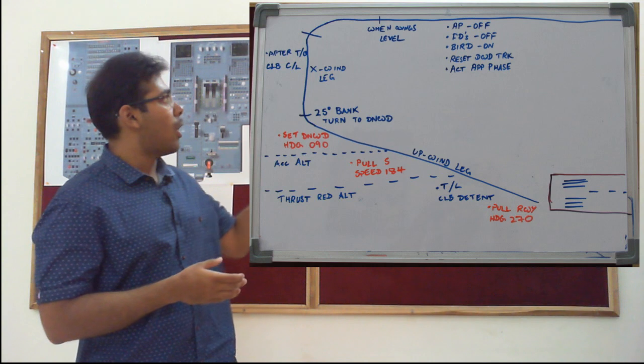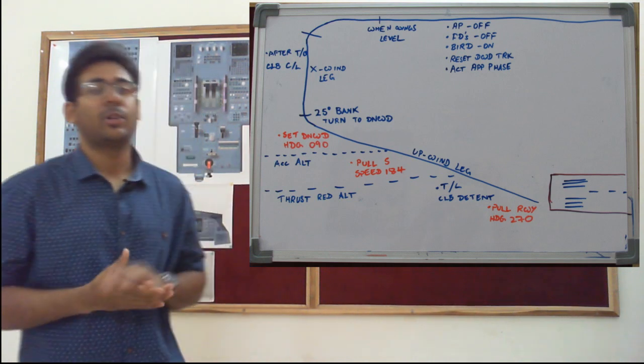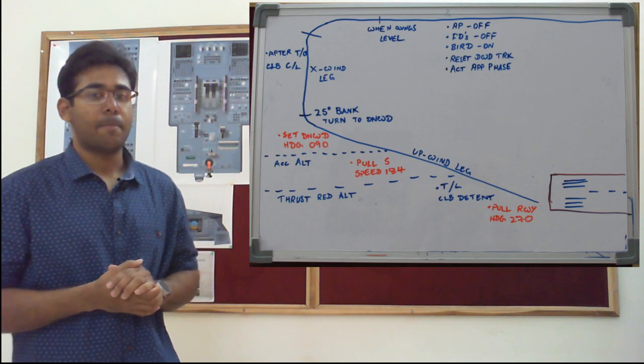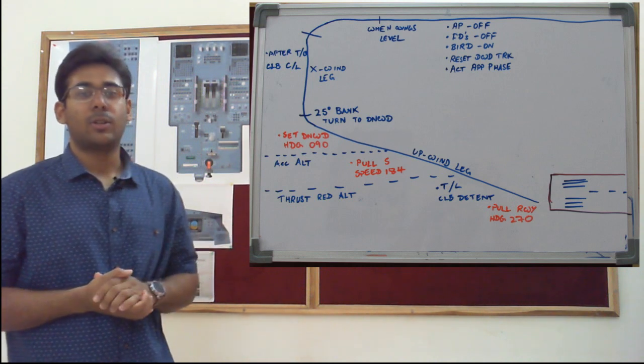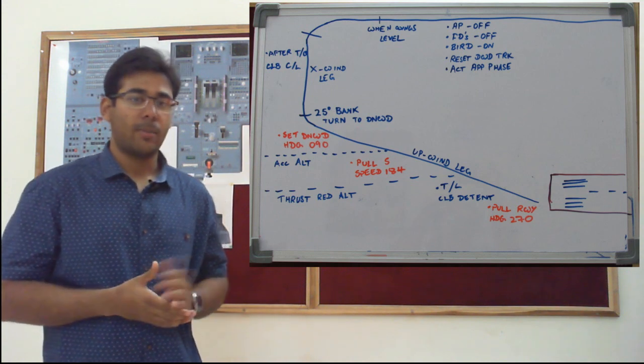And once you're on the downwind leg and the wings are level, there's a mental checklist that you can go through. There are 5 things you need to do there. First is autopilot off. If you connected autopilot, disconnect autopilot.